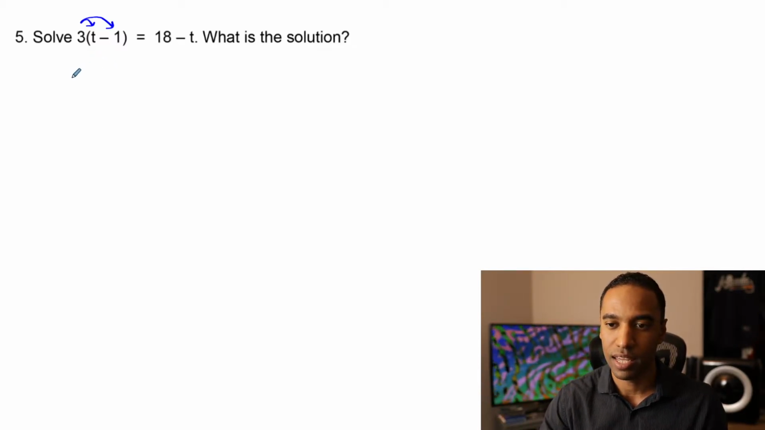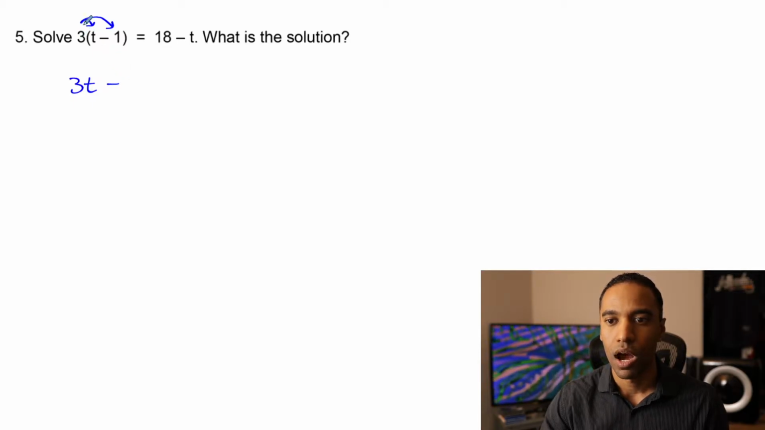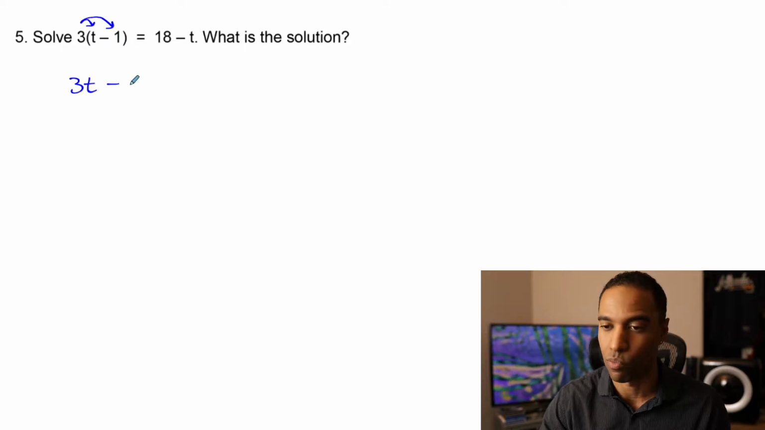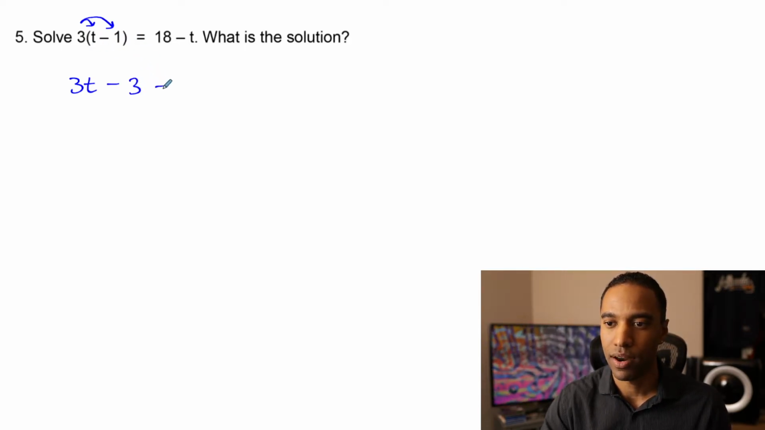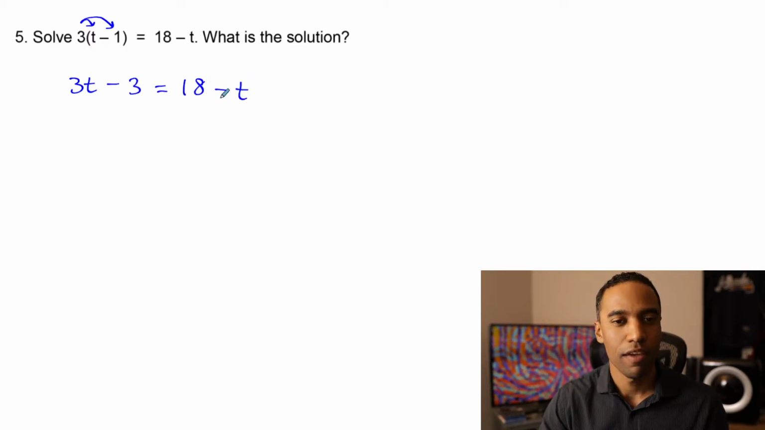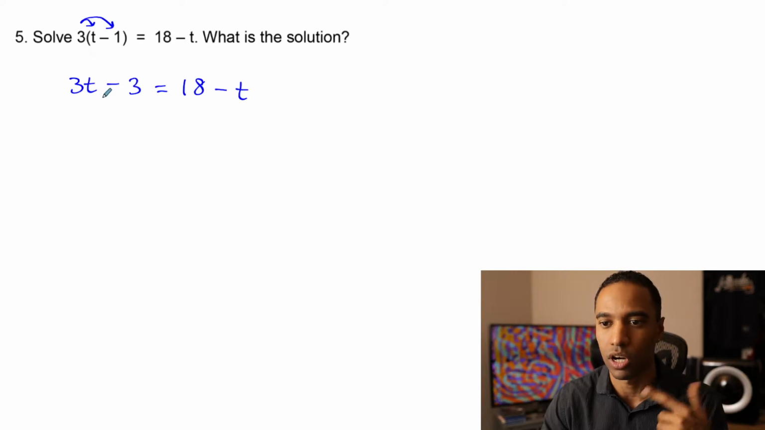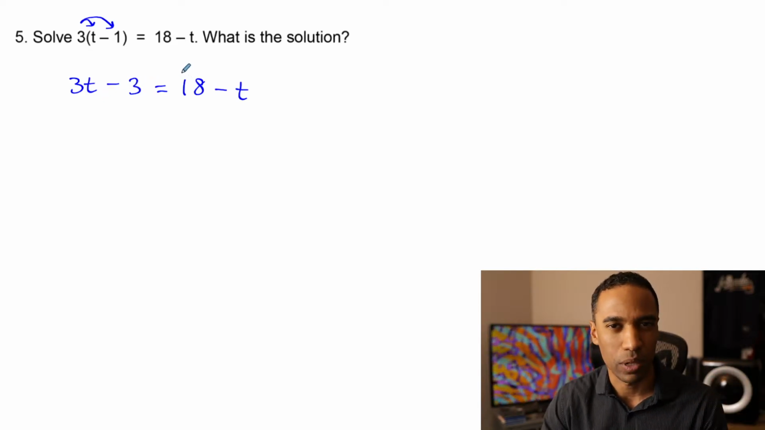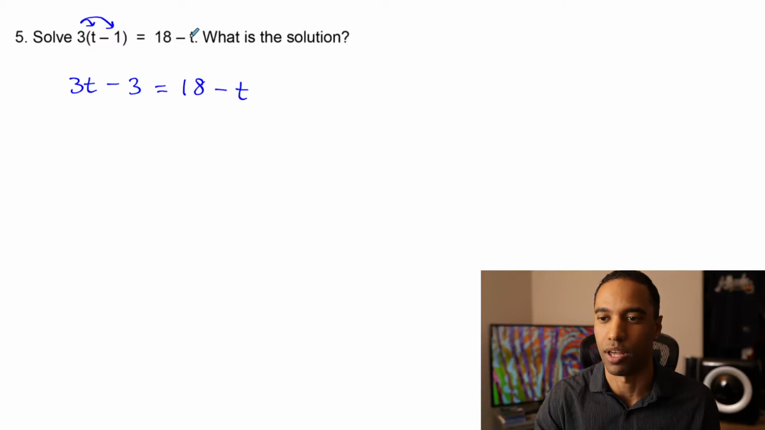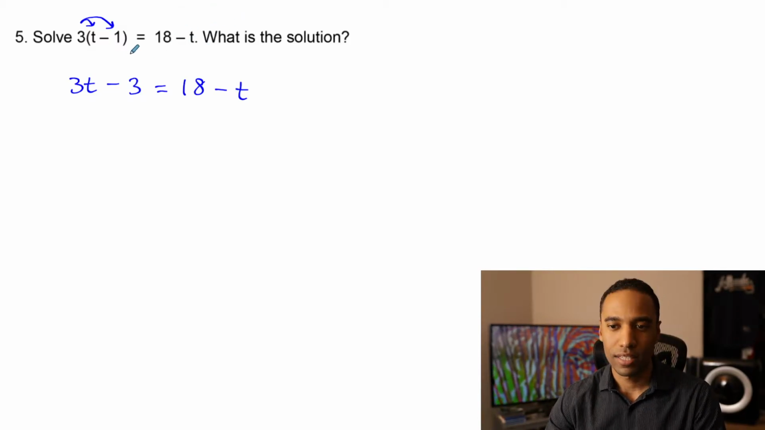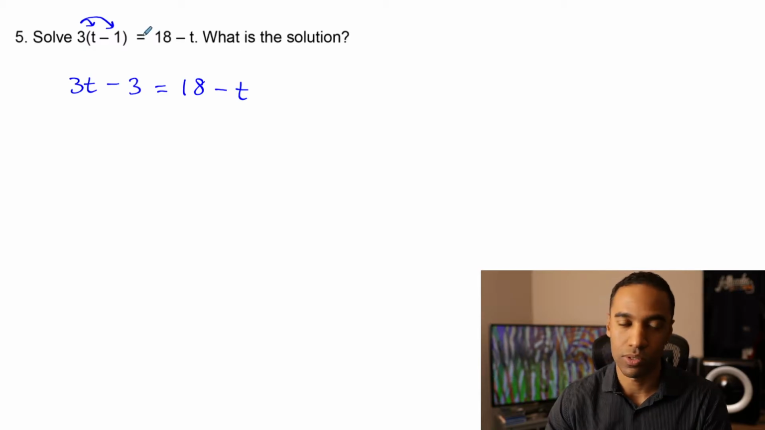Because it looks like I have to get my variables all on one side of the equation alone. All right, 3 times t is 3t. 3 times negative 1 is negative 3. That's my distribution step right there. And here I have 18 minus t. If you're handwriting t's, guys, try and curve it or something. That way it doesn't look like pluses. You don't want plus t and you're saying, why did I put plus plus? What's going on here?